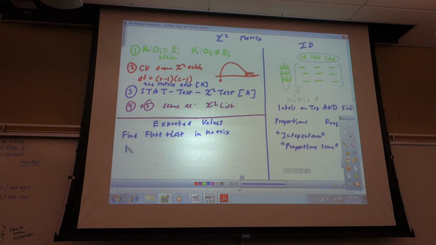So we need to find E11. That's the first row, first column. And how do we do that? Anybody remember how we do that one? The row total times the column total over the whole matrix total. Right, row total times column total over, what do you call the grand total? Great. Now let's find how to find the last one as well. All right, perfect.